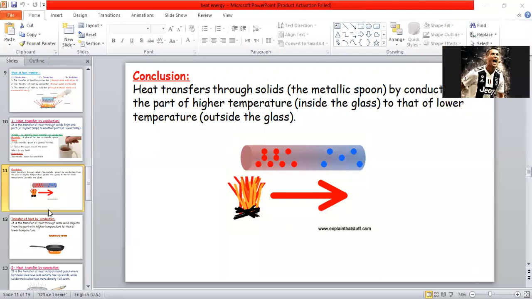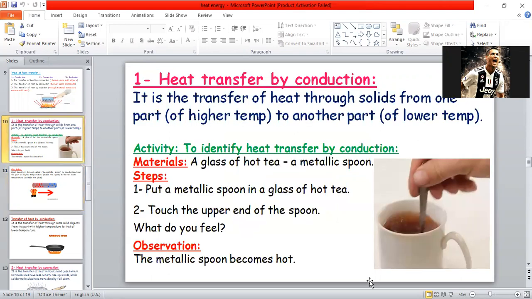Okay, let's complete the heat transfer by conduction. So again, heat can transfer by conduction in solid objects, or through solid objects, from one part to another, from the part at higher temperature to the part at lower temperature.